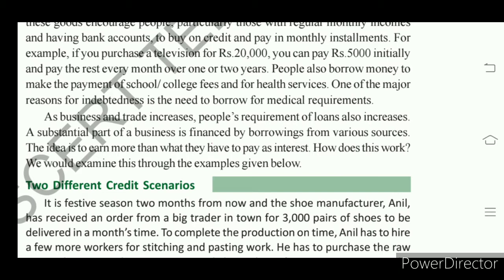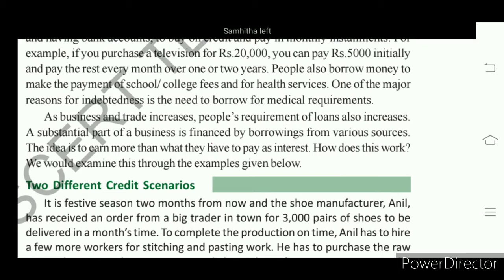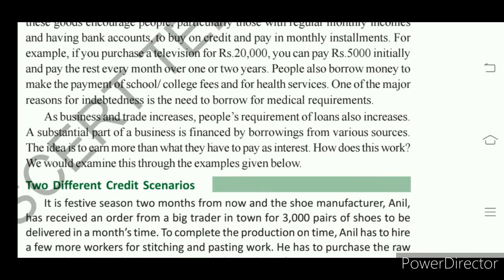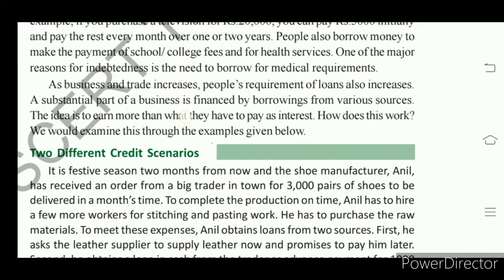You know that people may start a business by borrowing money. The idea is to earn more than what they have to pay as interest. Understand? When they think to earn much more than what they take as a loan, then only they come forward to take the loan. So how does it work? How will this credit system work here?